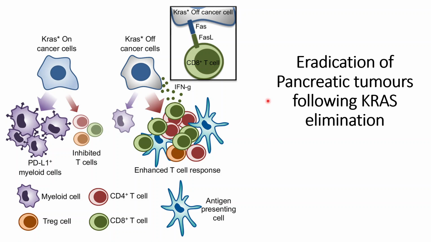Today we will discuss the abstract of a new paper where they are able to successfully eradicate pancreatic tumors after the elimination of KRAS mutations. In pancreatic tumor cells, for their survival and proliferation, KRAS mutations play an important role.